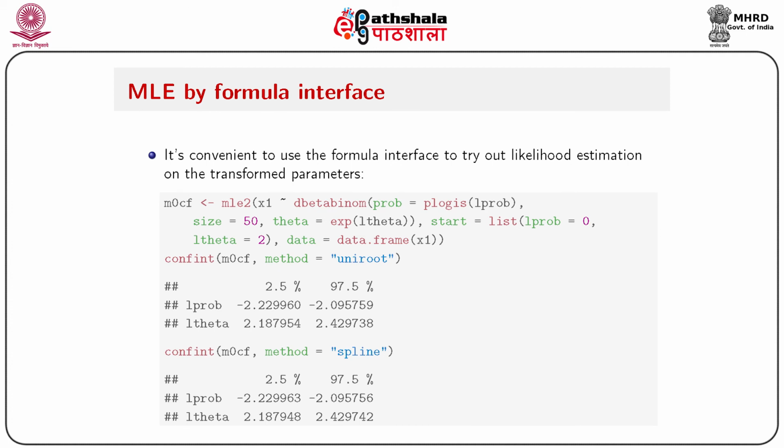It's convenient to use the formula interface to try out likelihood estimates on transformed parameters. For example, m0cf equals mle2(x1 ~ dbetabinom(prob = plogis(lprob), size = 50, theta = exp(ltheta)), start = list(lprob = 0, ltheta = 2), data = data.frame(x1)). And for that object, if you get the confidence interval with confint(m0cf, method = "uniroot"), that will give you the 95% confidence interval of the estimate, and confint(m0cf, method = "spline") will give the spline method and the 95% confidence interval of the estimates.